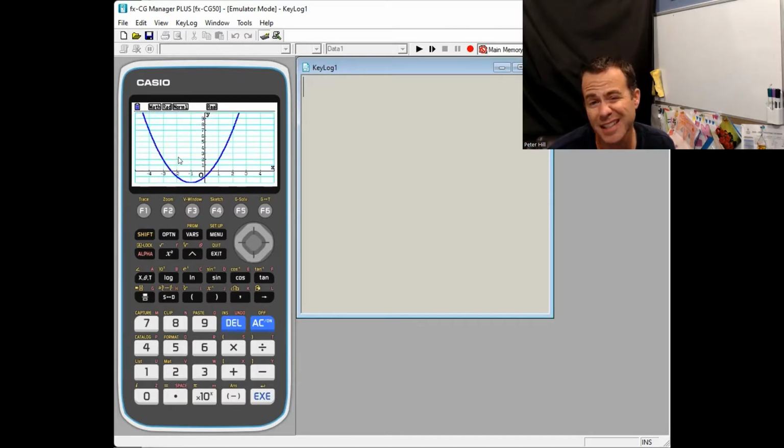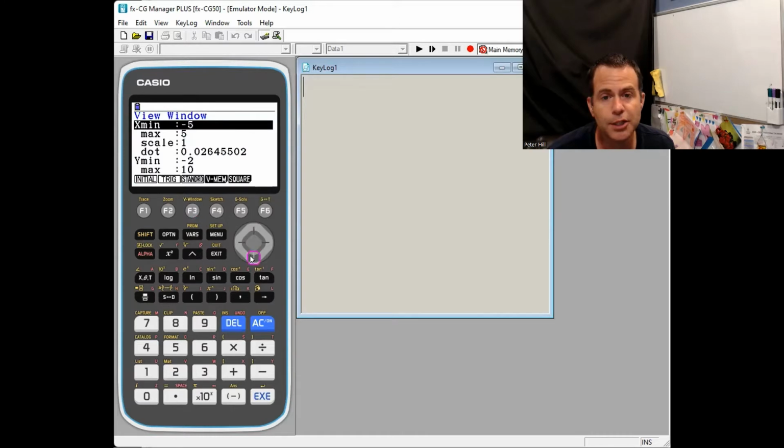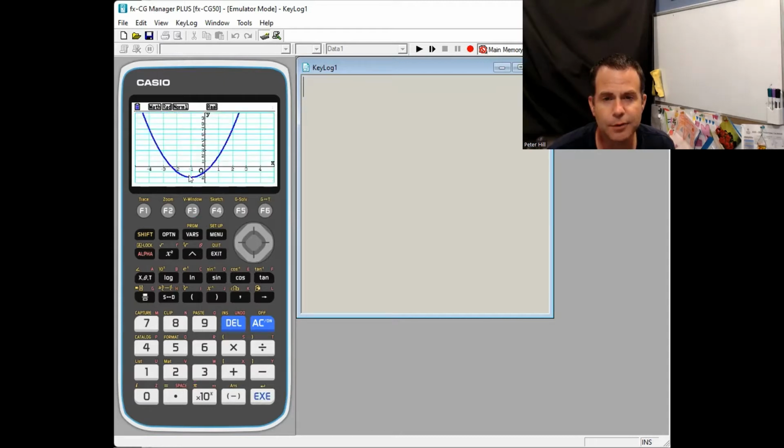Now I actually went a little too far because I want to make sure I see that vertex there. So let's go back and change that Y min down 1 to -3, just so I have a little bit of space in there. Okay, that's a much nicer picture to me.